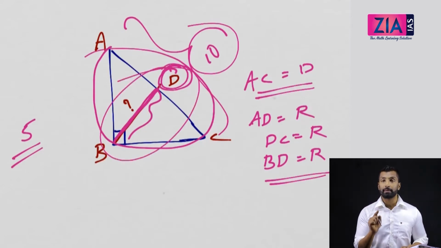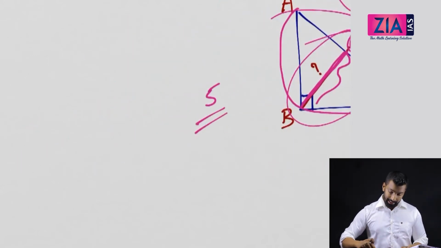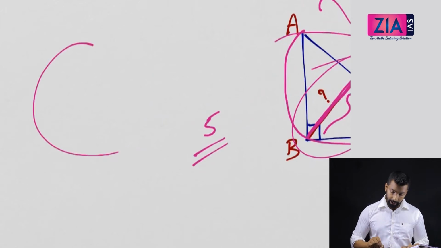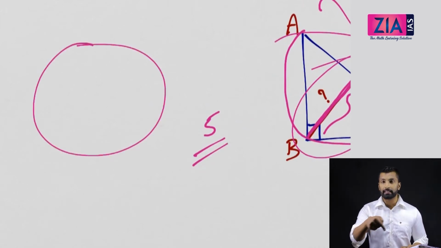So here BD is nothing but the radius itself. Okay, so BD is the radius here. Otherwise also, you can relate it to one property that you will be learning later. I'll be discussing it in short.